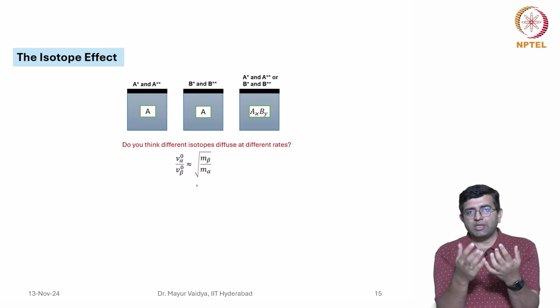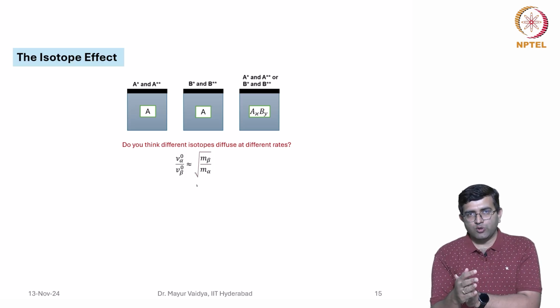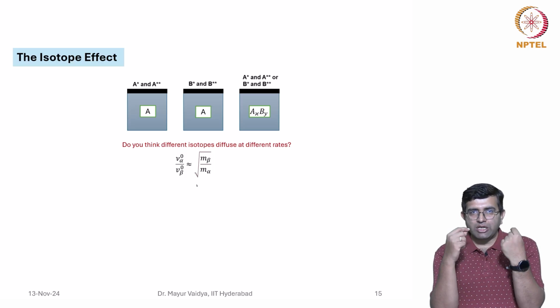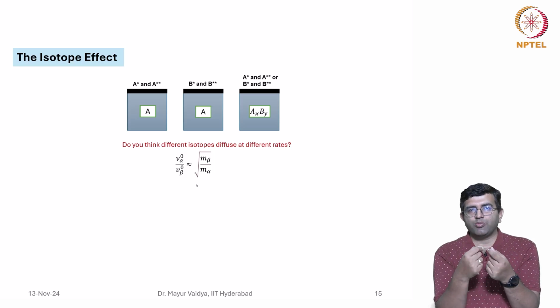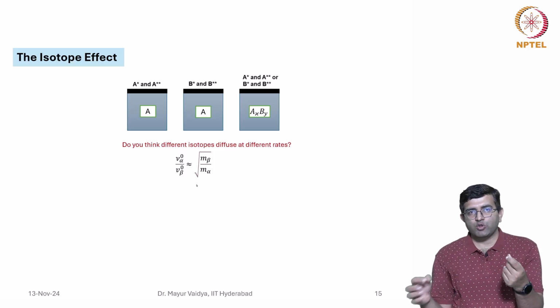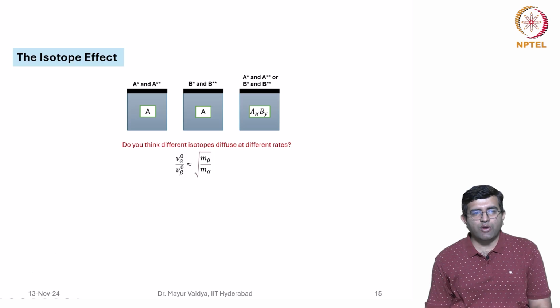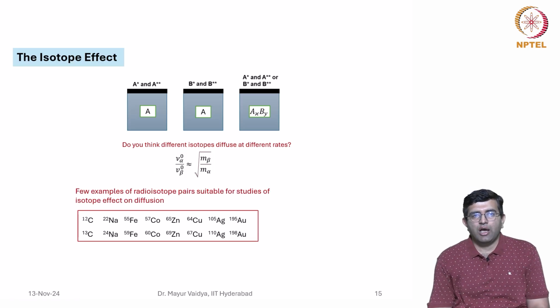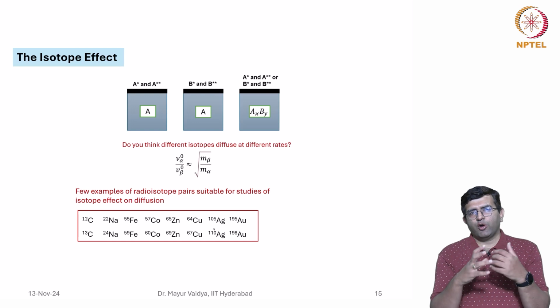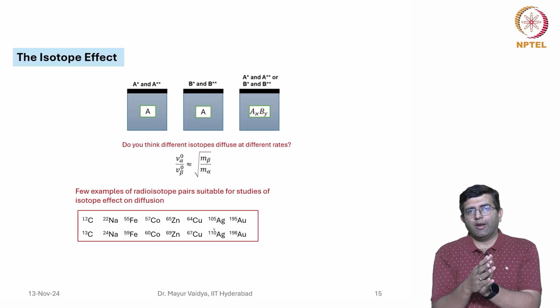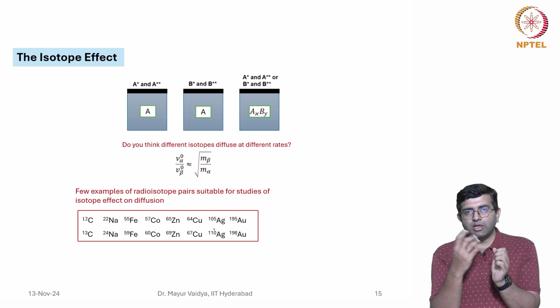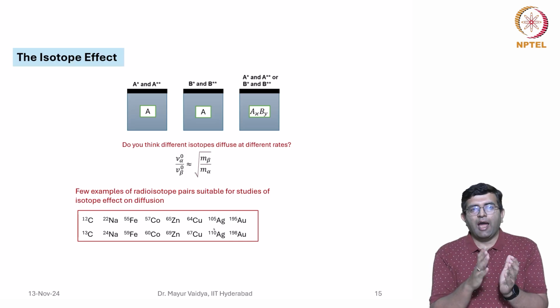So in principle, the D0s will be different if other things are the same for different isotopes. People have actually tried to measure how much isotope variation influences the diffusion rate, and some of the combinations of isotopes which people have used are mentioned here for carbon, sodium, iron, cobalt, zinc, copper, silver, and gold.